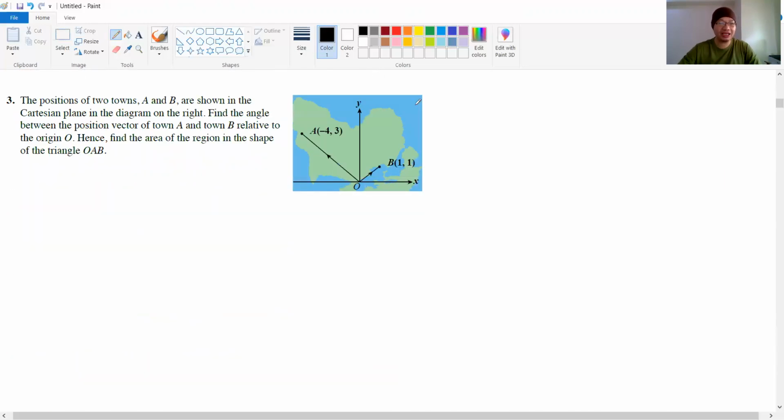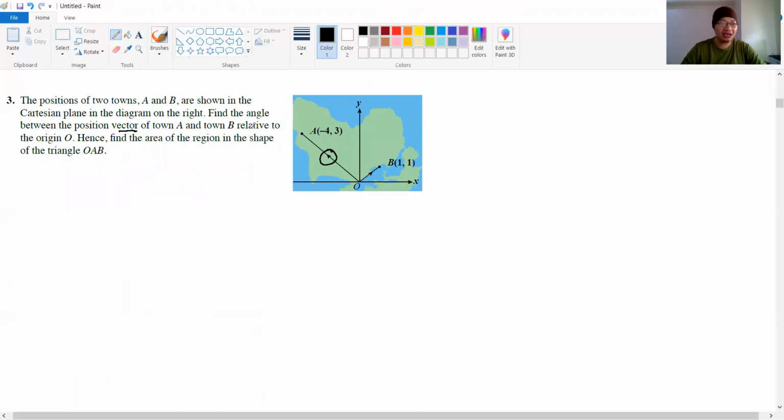Now number 3. Number 3 is about what? Town A and town B. This kind is a vector, right? So find the angle, the position of vector. Guys, you have not learned vectors yet, but it's easy actually. Vector is actually chapter 8, and this is chapter 9. We jump to chapter 9 first.